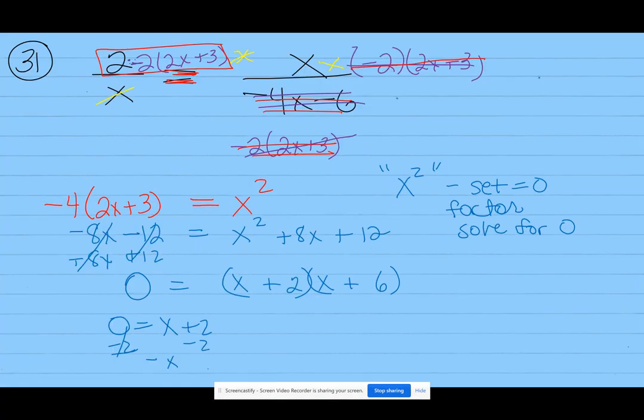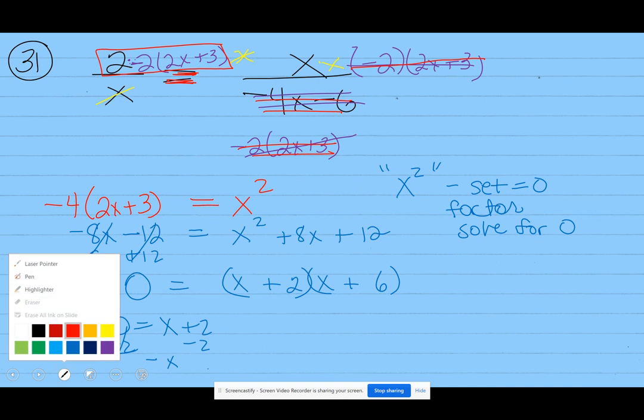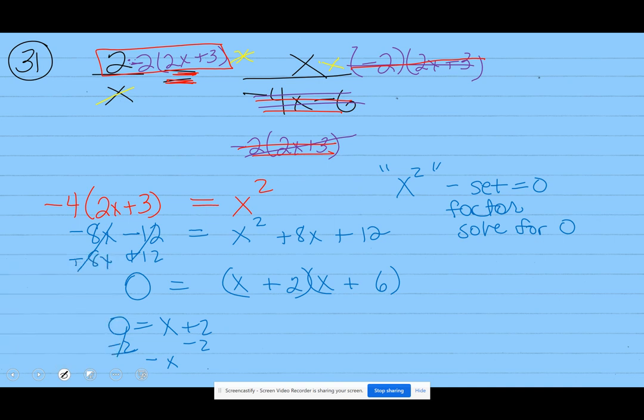All right, and then we're going to do x plus 6. We do x plus 6 equals 0. Subtract 6 on both sides. I get x equal negative 6. So I have two answers, negative 6 and this one was all messed up. Let's see. X equal negative 2. Those are my two answers. All right.